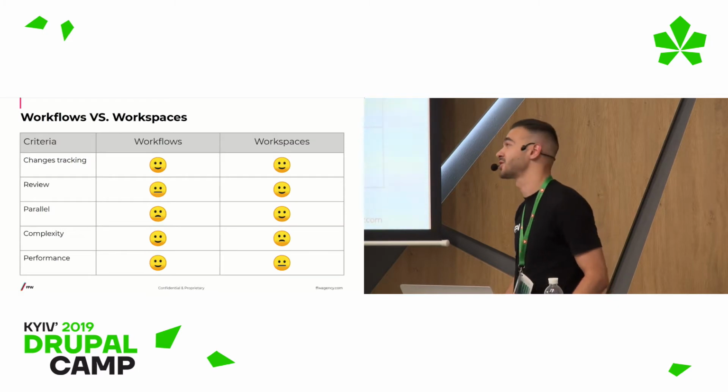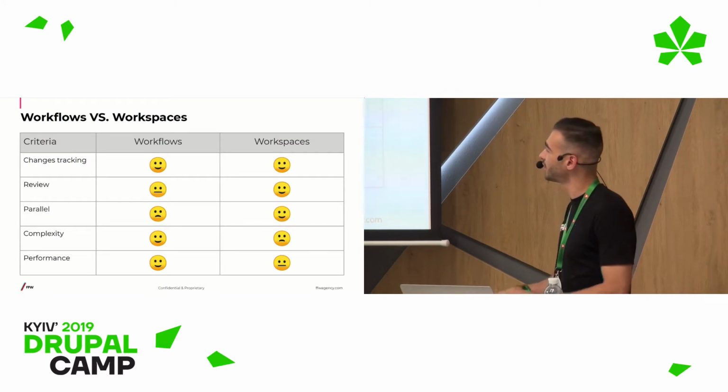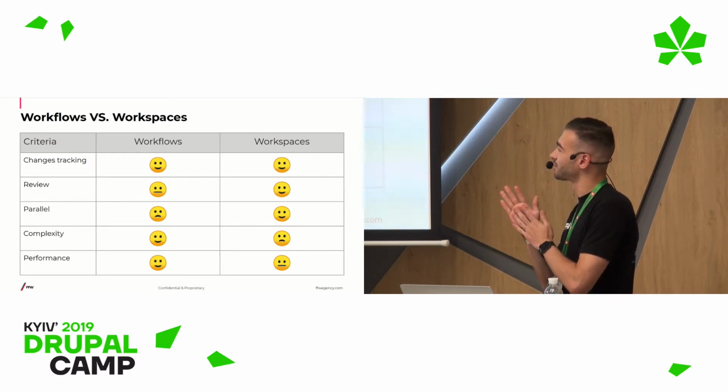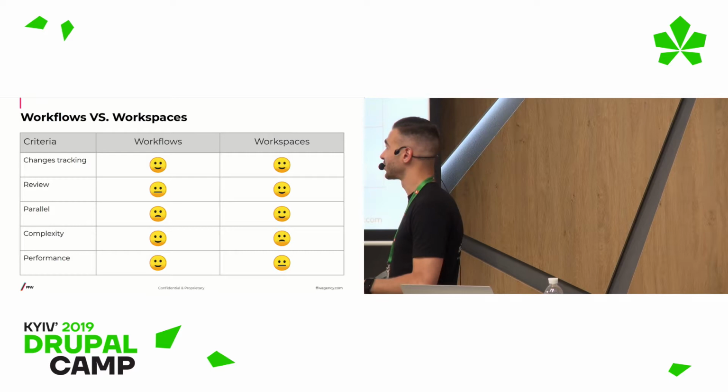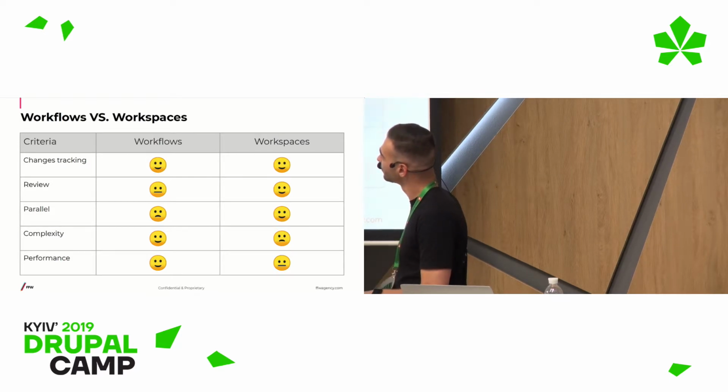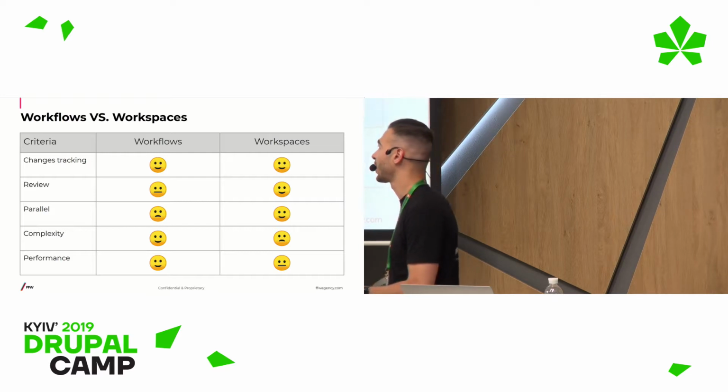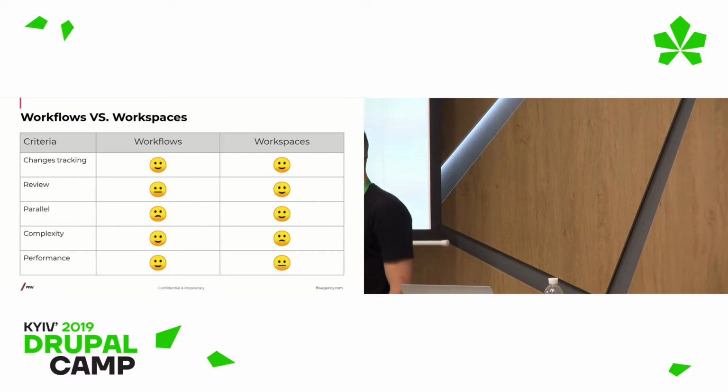So let's try to see what we have and compare by some of the marks I would consider as important. So let's see what we have. We have criteria tracking the changes. Both workflows and workspaces work with revisions, so each change is tracked. That's good.